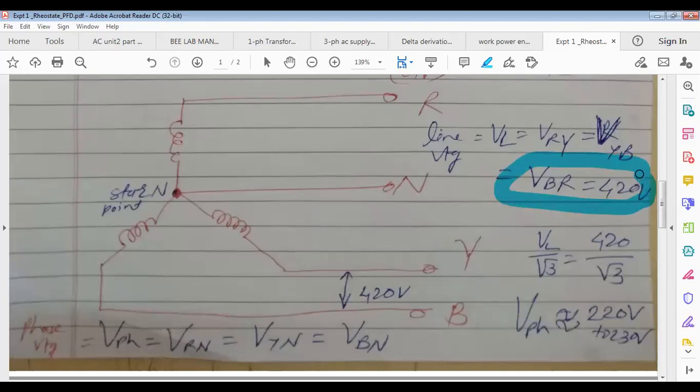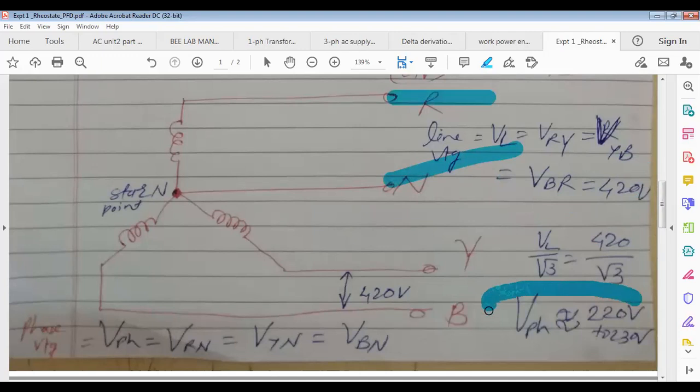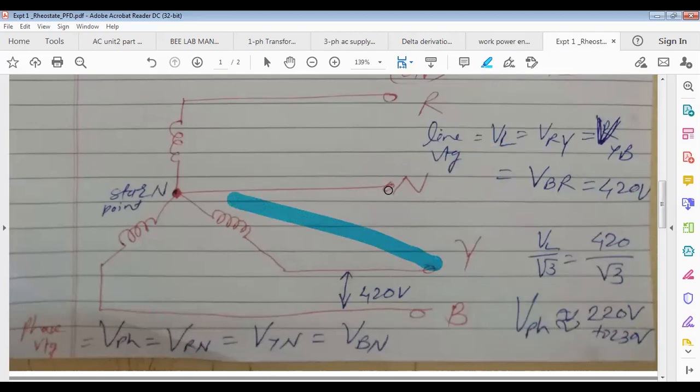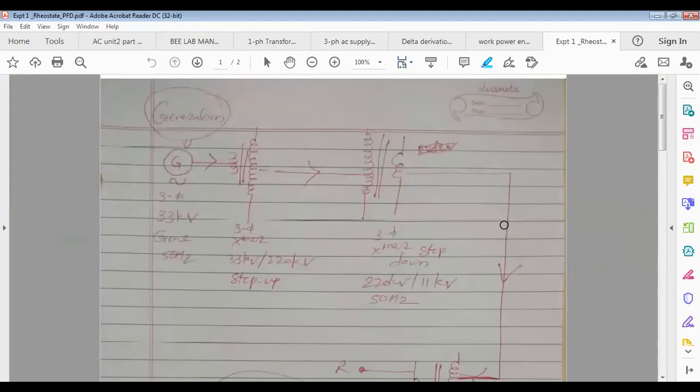If you want single phase AC voltage, what is done? Some load of one building they put across R to neutral, 240 volt, 220 volt single phase AC supply. Some load of that building they put across Y to neutral and some across B to neutral. So what do you mean by 3-phase and what do you mean by single phase AC supply? Clear? Okay, so this is the system practically.